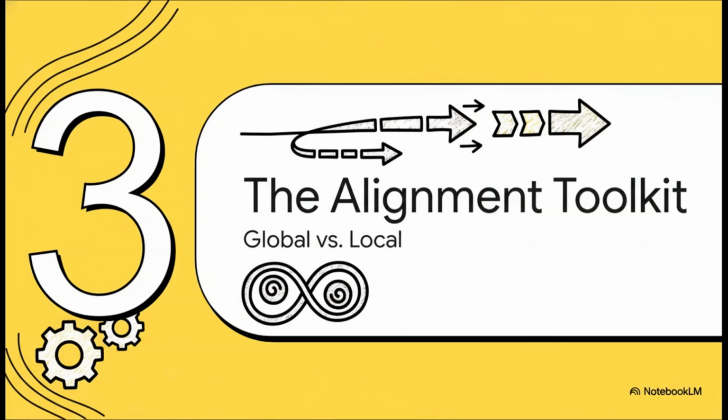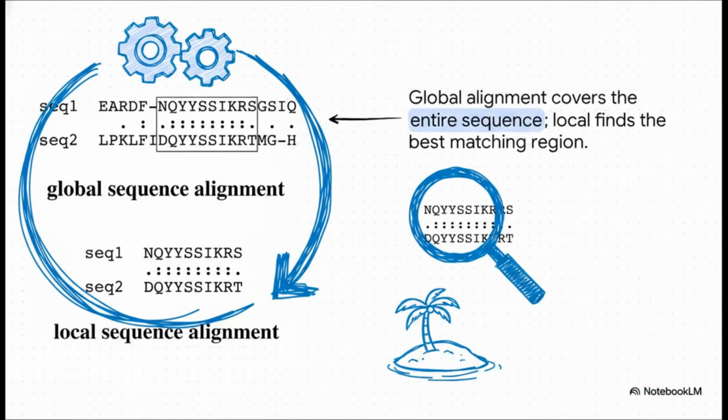We call them global and local alignment. Think of it this way. A global alignment, which you see on the left, tries to match two sequences across their entire length, from end to end. This is the perfect tool when you're comparing two closely related genes that you expect to be similar all the way through. But a local alignment, on the right, is different.